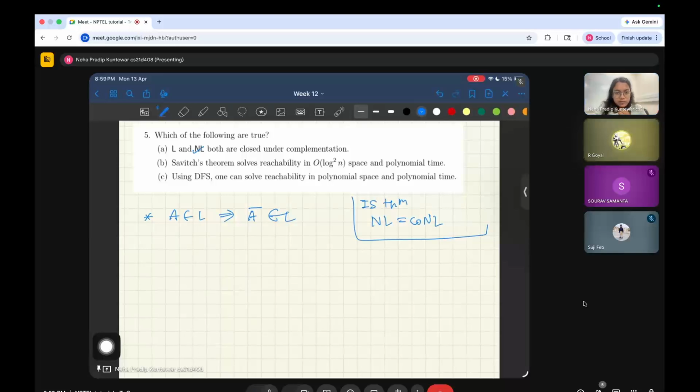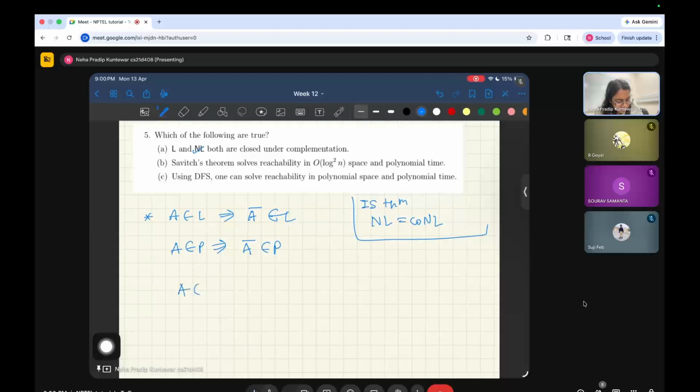Now, as far as L is concerned, if A is an element of L, then... I don't know. How would you show that if A is in P, then A complement is in P? If A is in P, then I just need to flip the yes with the no and the no with the yes. Can you do the same thing for L? I'm planning to do the same thing here, and probably that can be done. Yeah, because you run the same algorithm.